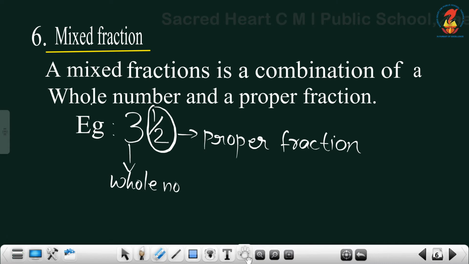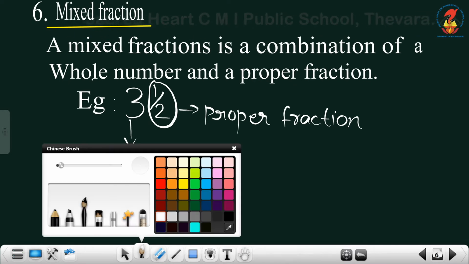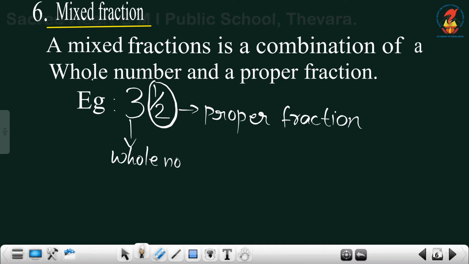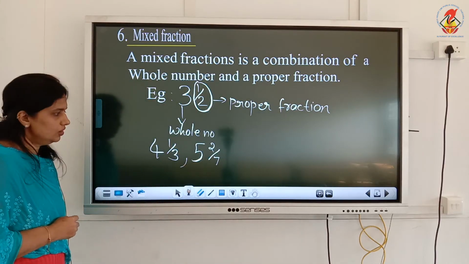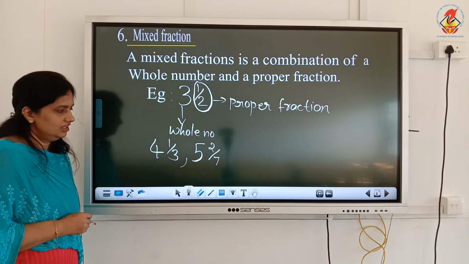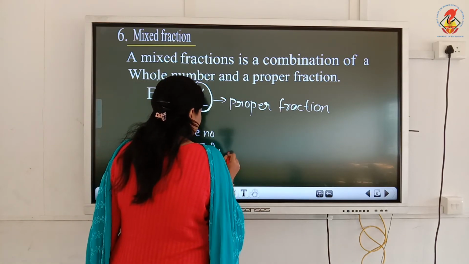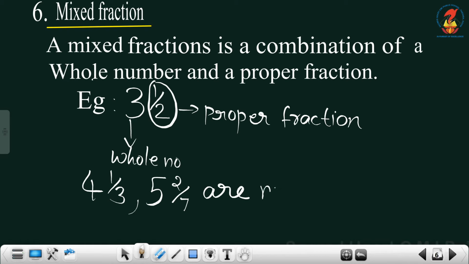I will give you one more example for mixed fraction. Okay, next example is 4 and 1 by 3. Mixed fraction, right? And one more is 5 and 2 by 7. Okay, it is also mixed fraction, etc. are also mixed fractions, right? Are mixed fractions.